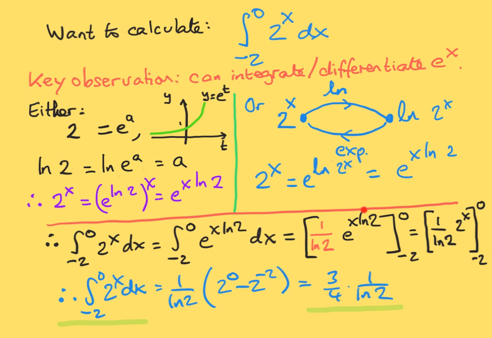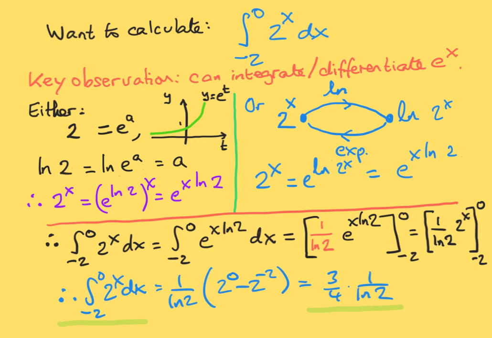And now we can just say, well, e to the x log 2 is 2 to the x. So I'll just write this again, but rewrite this as 2 to the x. And now on the next line, we'll evaluate this at the limits. So we have a 1 over log 2 multiplying everything. I'll just pull it outside, open a big bracket.